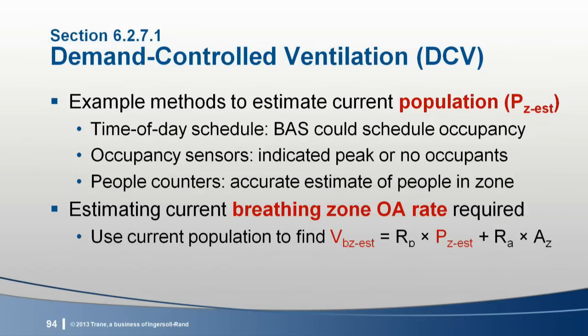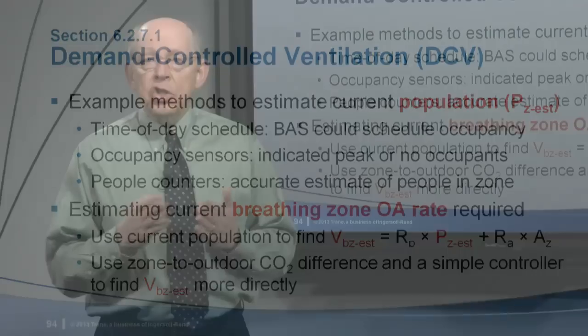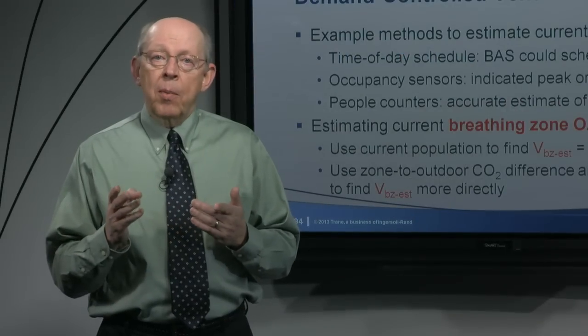The estimated breathing zone outdoor airflow currently needed can then be calculated using the estimated population. Alternatively, the breathing zone rate can be estimated more directly using CO2 sensors and a simple controller. Since people produce CO2 at a predictable rate, the difference between indoor and outdoor CO2 level has been widely used to estimate ventilation rate per person. And combined with a simple controller, this difference can be used to estimate breathing zone outdoor airflow. I'll show an example next, but first remember this.